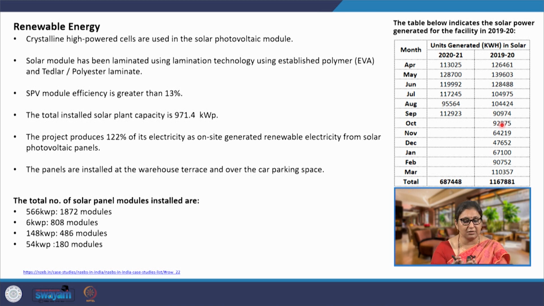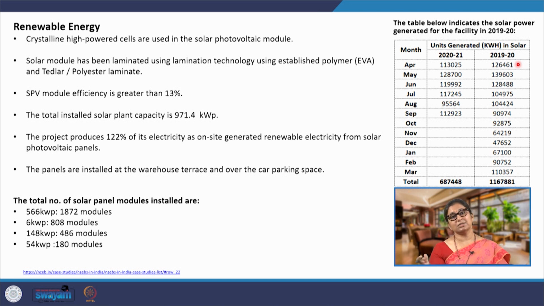On top of that, they have used solar photovoltaic modules. Crystalline high powered solar cells, overall the installed capacity is around 970 kilowatts. Around 122% of the electricity that is consumed is generated on the site itself using these solar photovoltaics, and it makes this building not just net zero, but an energy positive building. It gives back to the grid. So overall, energy consumption has to be reduced first, which has been done, and then offsetting the energy through generation on site.